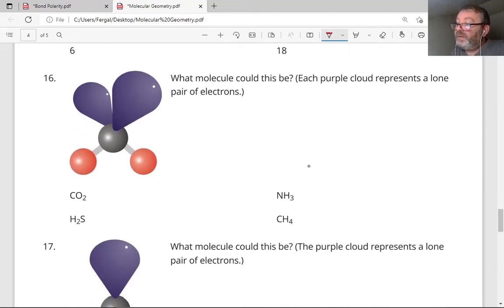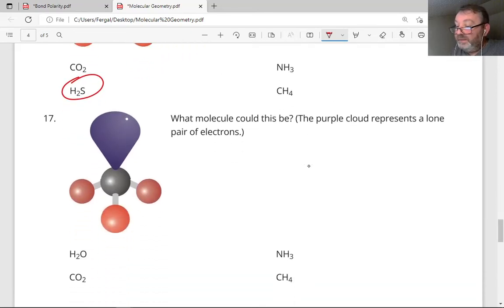Number 16. What molecule could this be? And each purple cloud represents a lone pair of electrons. Well, it's not going to be a CO2 because that's linear. It's not going to be NH3. It's not going to be CH4. So it has to be H2S, because around the center there are only two hydrogens. That's sulfur, and that's hydrogen, and that's hydrogen. So therefore it would represent this one.